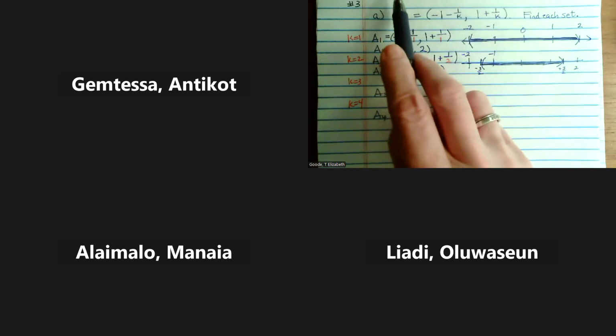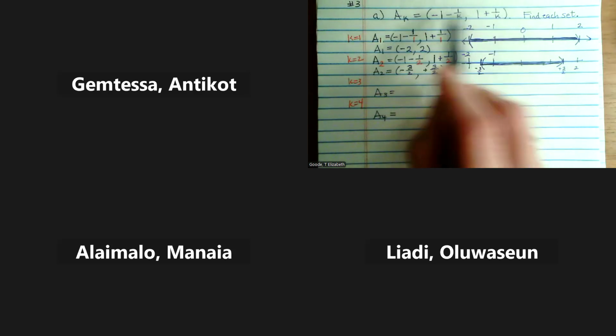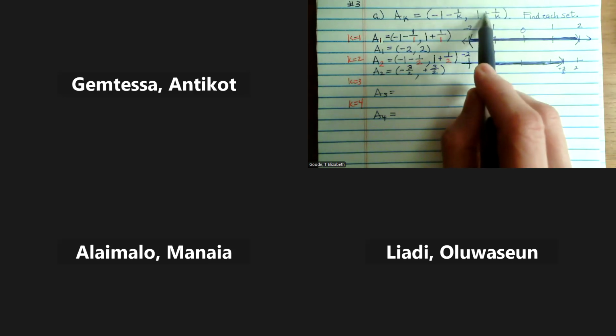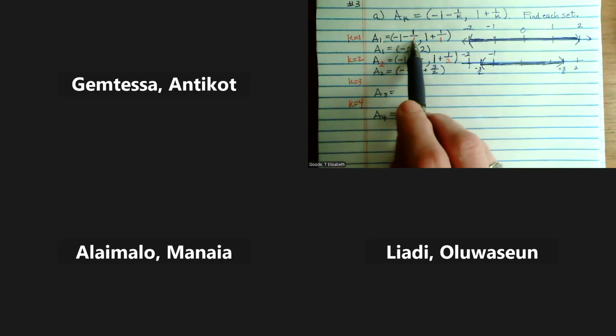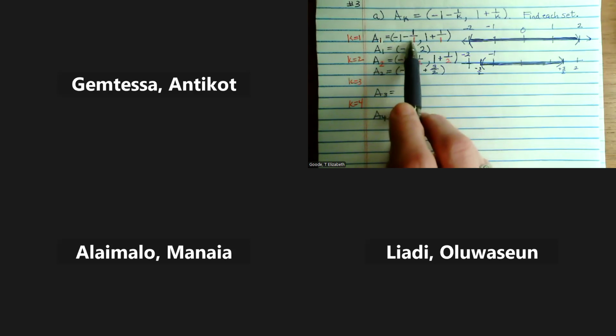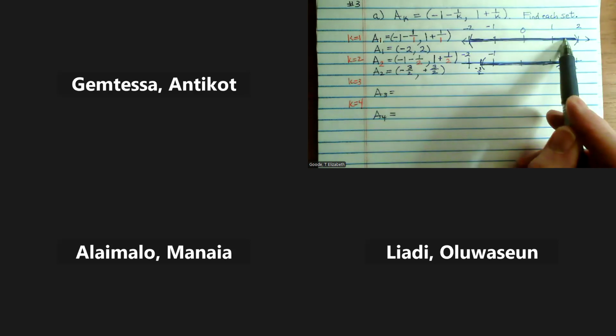So for special homework number 10, number 3, A sub k is the set, soft bracket, -1 minus 1 over k, comma, +1 plus 1 over k. So when k is 1, we just put a 1 in where the k is here and here. And that's -1 minus 1 over 1 for a grand total of -2, and 1 plus 1 over 1 for a grand total of +2, and it's this set.